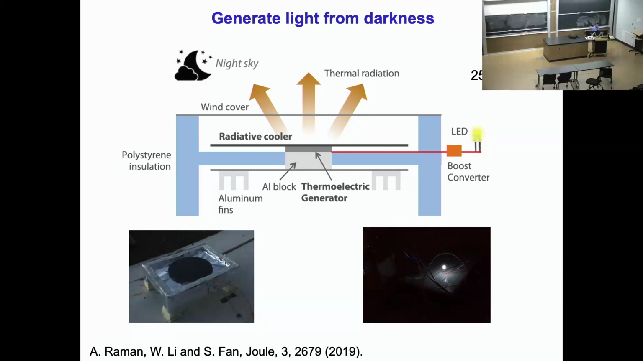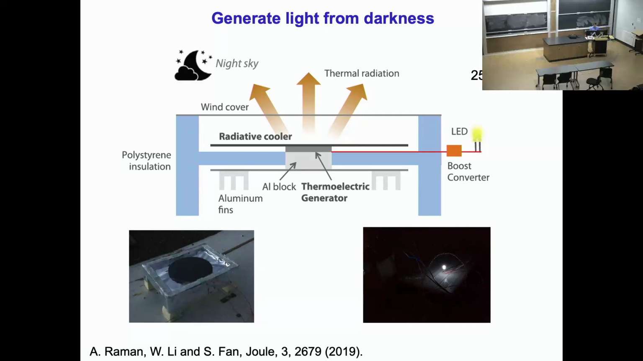Consequently, you can put a thermoelectric generator between the ambient temperature and the radiative cooler, and you should be able to produce electricity. In our initial experiment, our radiative cooler is an aluminum plate covered just by black paint, because this is nighttime. And we were able to generate enough electricity to light a light emitting diode. This is the title of our paper. We really were able to generate light from the darkness of the night sky.